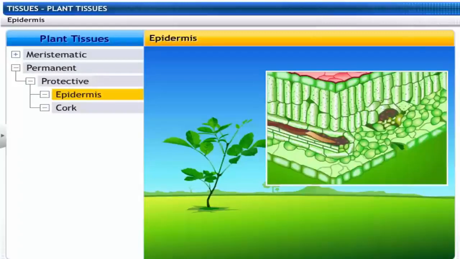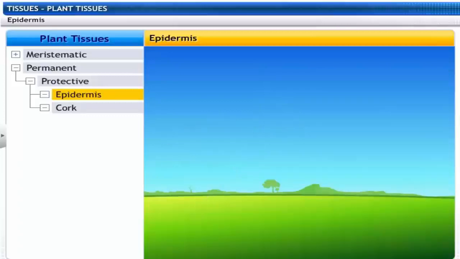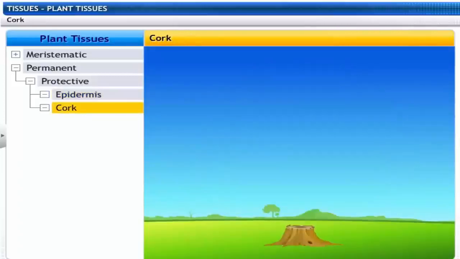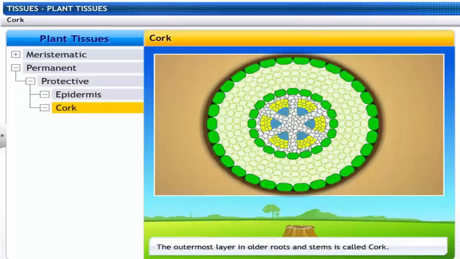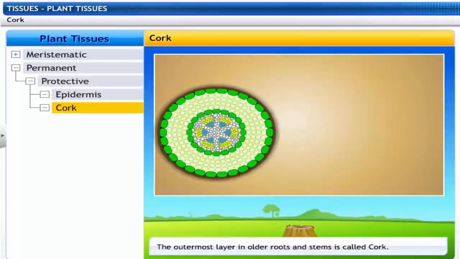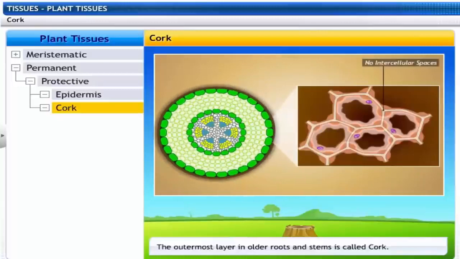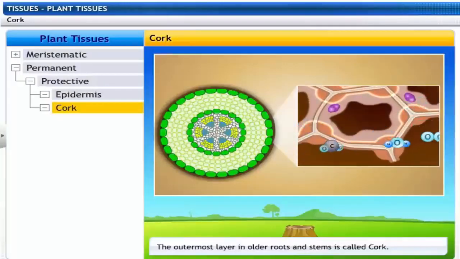The epidermis breaks at some places to form stomata. Stomata are surrounded by guard cells and help in gaseous exchange and loss of water. As the plant grows older, the outer protective tissue replaces the epidermal cells. This outermost layer in older roots and stems is called cork. Cork cells are dead and lack intercellular spaces. Cell walls are thickened by suberin, which makes them impermeable.